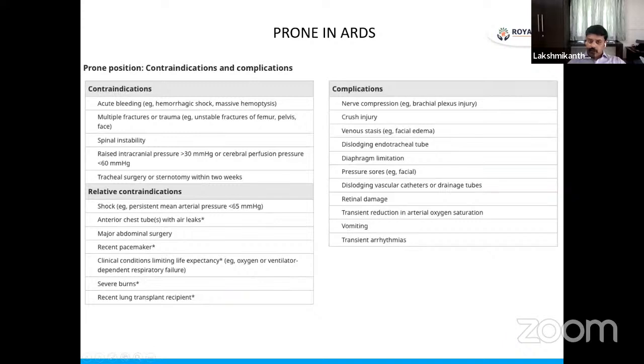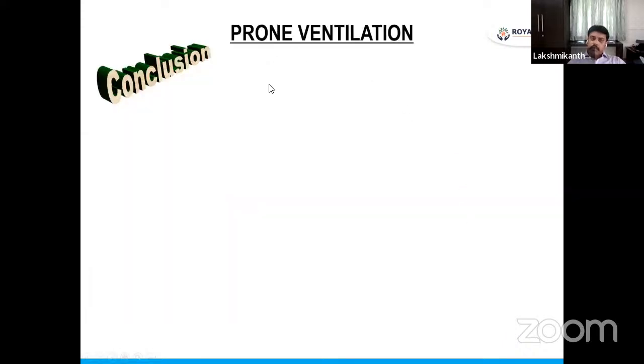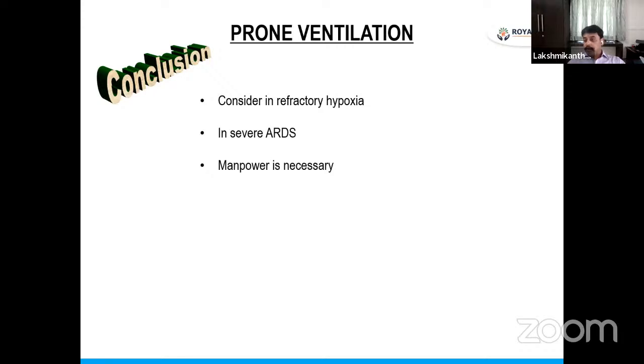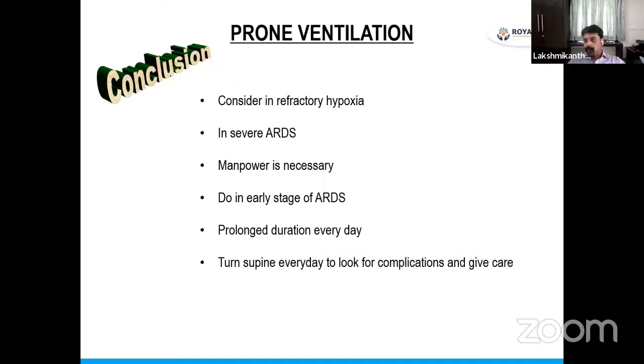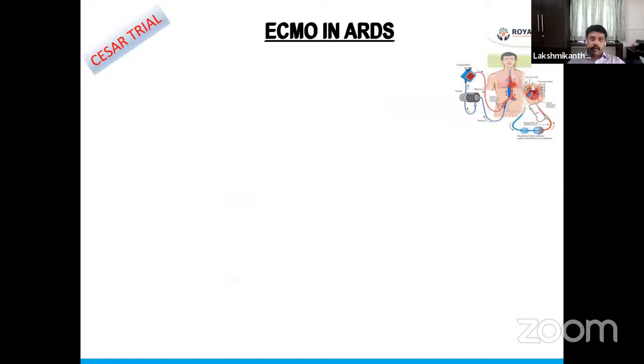There are a lot of contraindications. So what is the conclusion? Consider it in refractory hypoxia, in severe ARDS. Manpower is definitely necessary. You have to take care of it. Do it in the early stage of ARDS, for a prolonged duration every day, turn the patient supine every day to look for complications and give care, and watch for complications closely. This is one thing that we can definitely advocate.